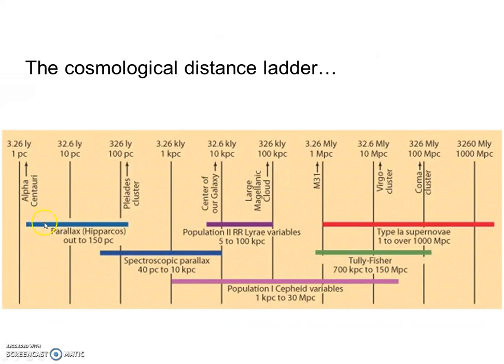And so this is what we call the cosmological distance ladder. First we have parallax. Like I said, this was sort of the base of the house of cards, and the Hipparcos satellite has made this a much stronger foundation. Spectroscopic parallax is quickly becoming obsolete.